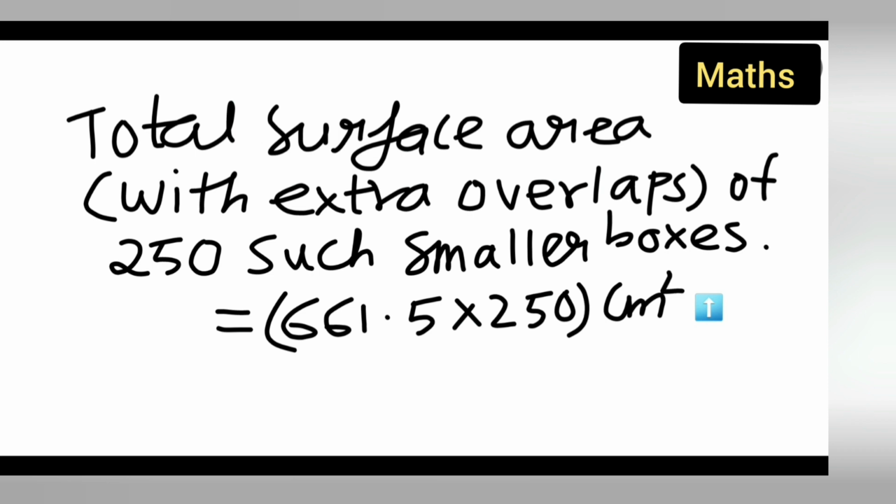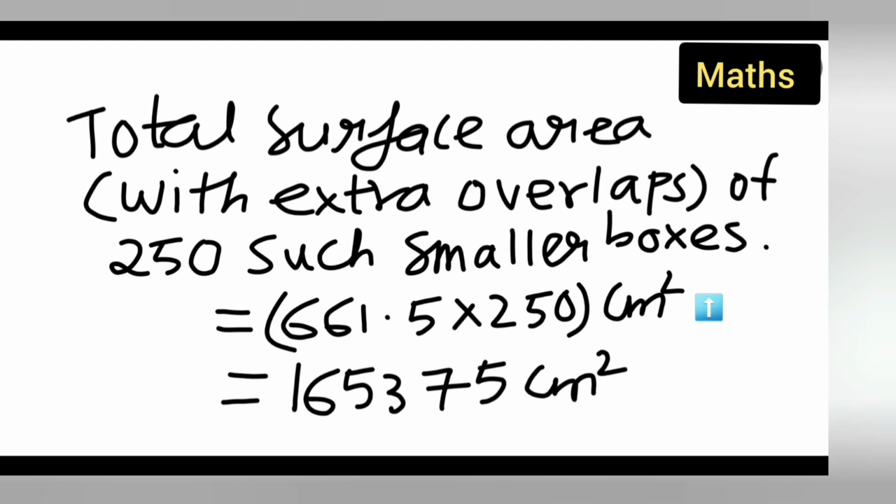Okay, what will be your answer? 661.5 multiplied by 250 will give you 165,375. Multiply and see if you all are getting. Okay, if you all don't know the multiplication, you all can comment below. I'll provide you the link in the comment section. Okay, now this is your total surface area with extra overlap of 250 such boxes. You have to multiply it with 250. Okay, next what you'll have to do is cost of the cardboard for.